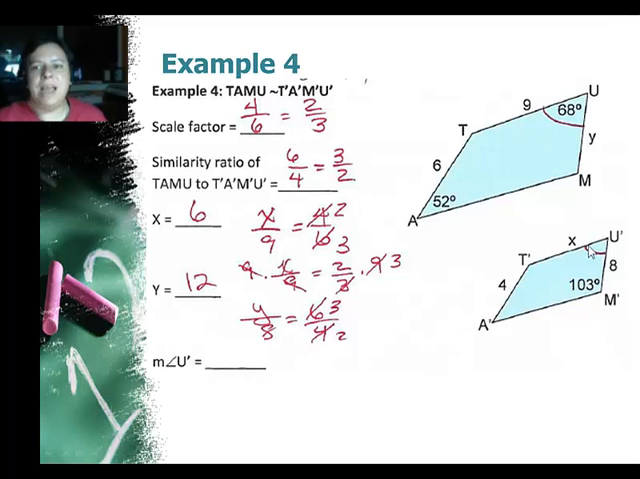Then finally, angle U prime, and that is corresponding to angle U. Angle U is 68 degrees. Angle U prime must be congruent, exactly the same, so it's also 68 degrees.